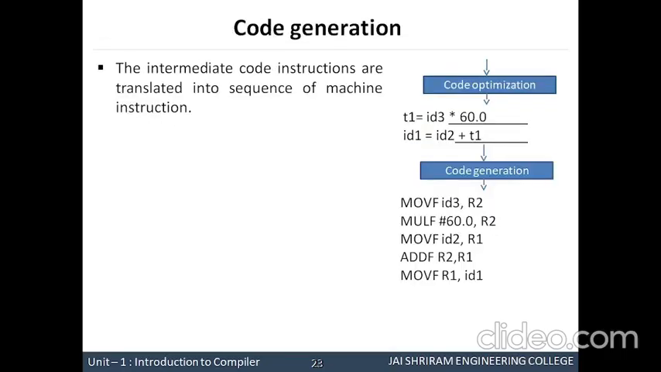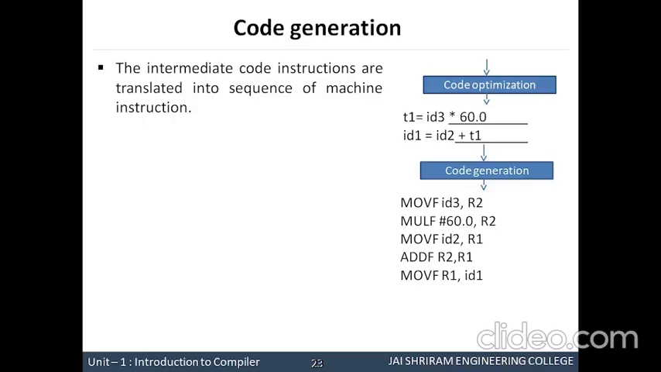Next, finally, we enter the code generation phase. The compiler produces the target machine code in the code generation phase. The intermediate code instructions are translated into a sequence of instructions like move f id3, r2, multiplication f. F indicates floating point.